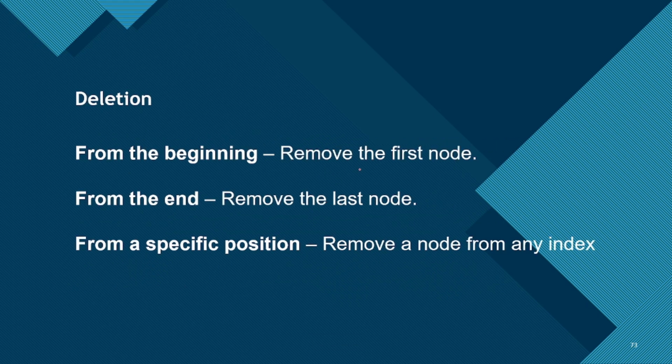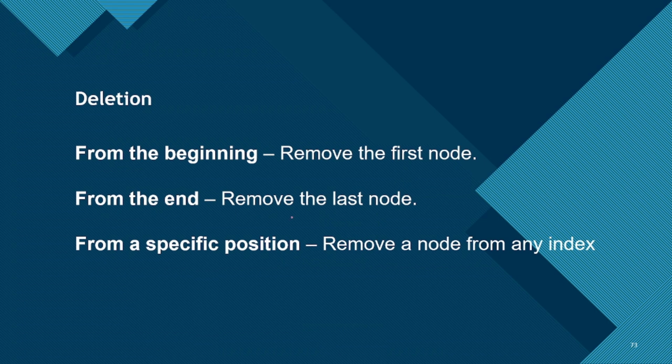And the next one is deletion. It's basic, too basic. Deletion, or we can say delete, is removing a node from the linked list. It again has three types: from the beginning, from the end, and from a specific position. From the beginning means removing the first node, and from the end it's removing the last node. And for a specific position, you remove the node at any index that you want.